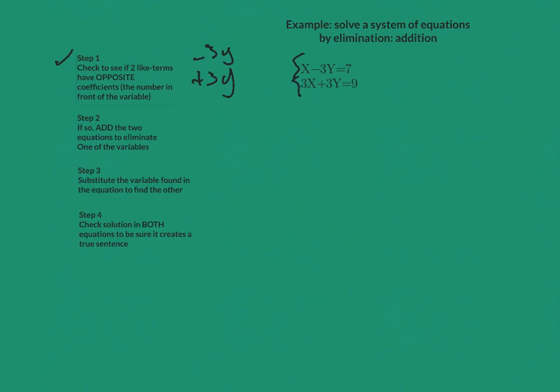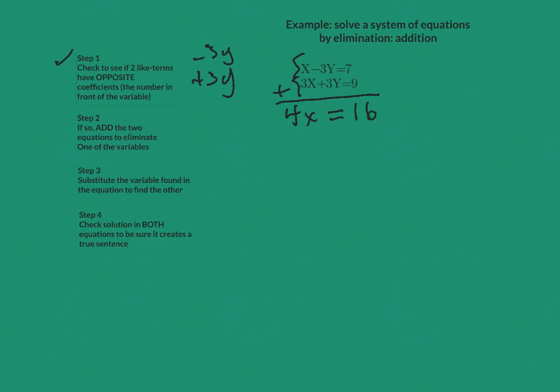So the first thing I'm going to do is take the two equations and add them together. So if I have 1x plus 3x, that will give me 4x. If I add a negative 3y plus a positive 3y, that will have no y's. So I don't even need to write that because I don't have any y's. If I follow the next equation, it'll be equals, and then 7 plus 9 is 16.